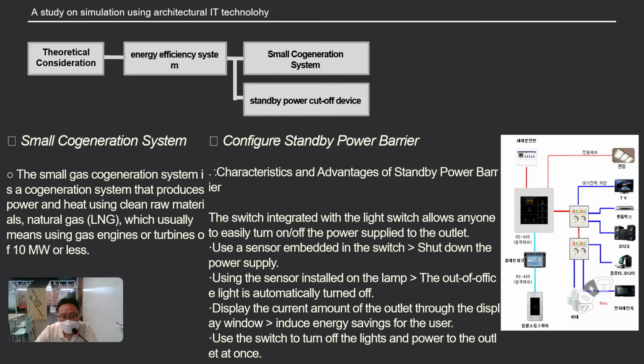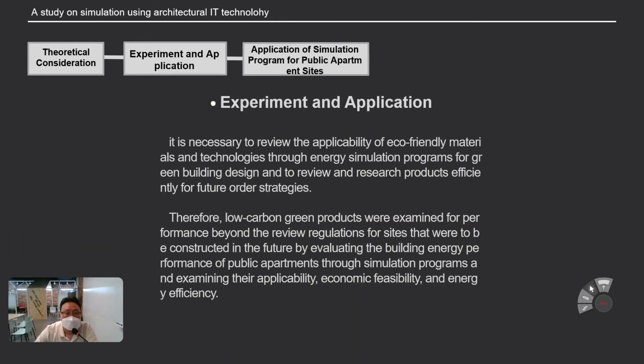Using a sensor installed with the lamp, the light automatically turns off when out of the office, and the display window shows the current amount of use at the outlet and induces energy saving. The display is performance and application.